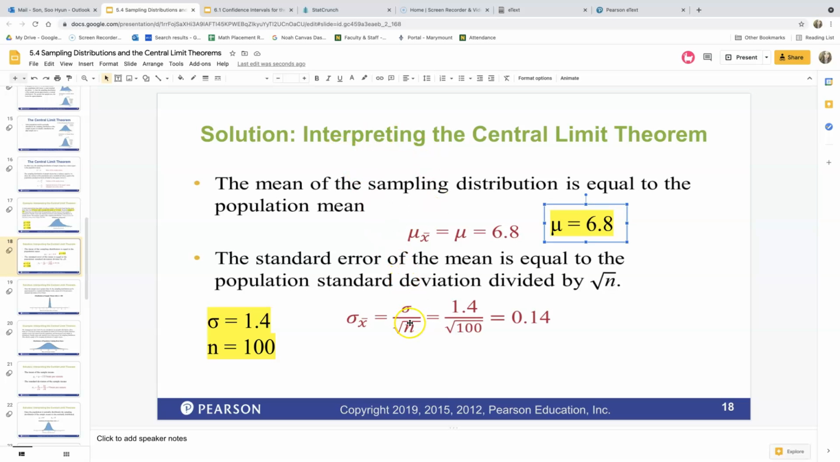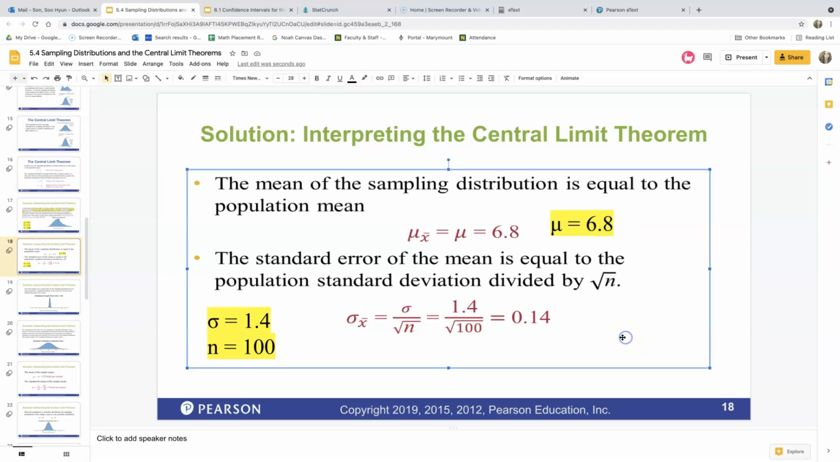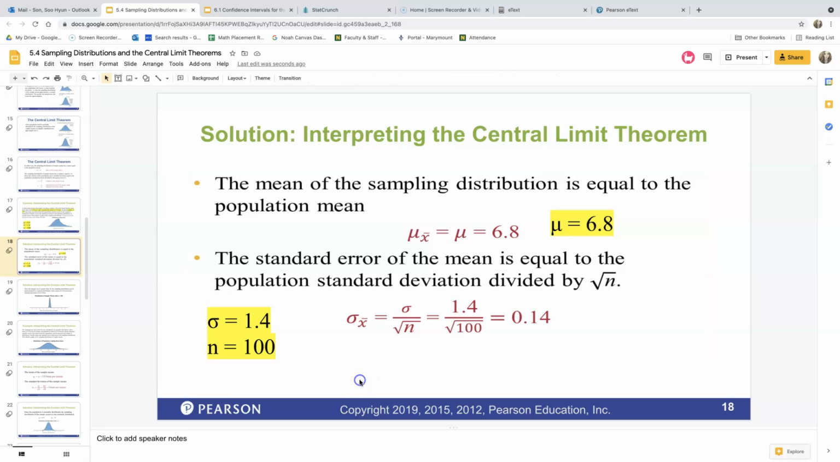But this is what they are doing to figure the standard error out. They're doing population standard deviation, which is 1.4, divided by square root of 100. Ta-da! So if you do 1.4 divided by square root of 100, which is 10, 1.4 divided by 10 will give you 0.14. So mean is easy, you guys, right? You just copy the same thing from the population mean. But for the standard error, you're going to have to use this formula, okay? So remember this, please, from that first learning objective.